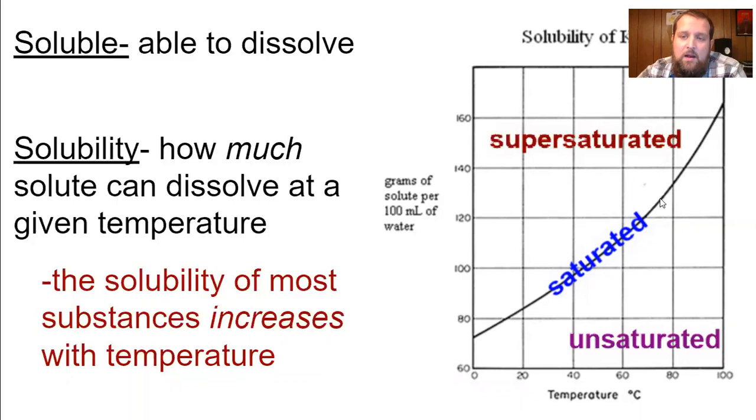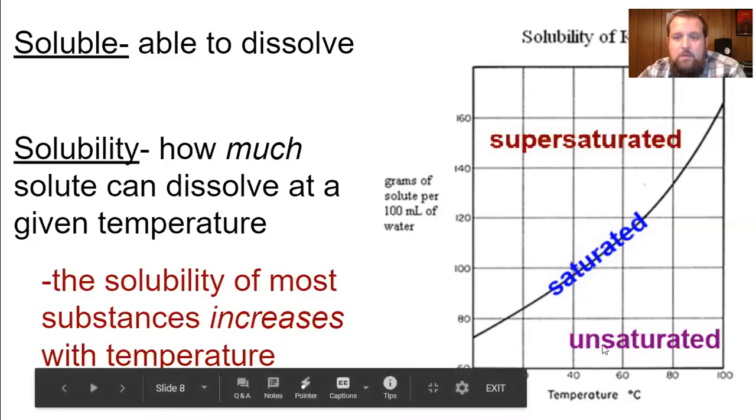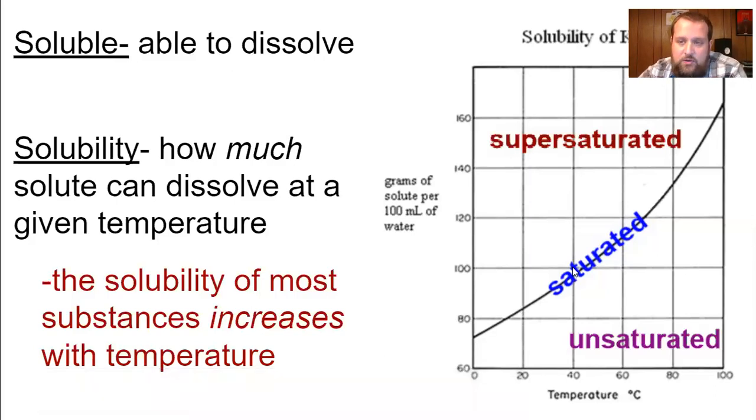So anything along this line is saturated, which means that anything less than that is unsaturated. So if I'm at 40 degrees and I've only added 80 grams, that's under the line. So I could still add more. It would take almost 20 more before I get up to here, and then it's saturated. And if I tried to add more, the extra I add would just pile up on the bottom.